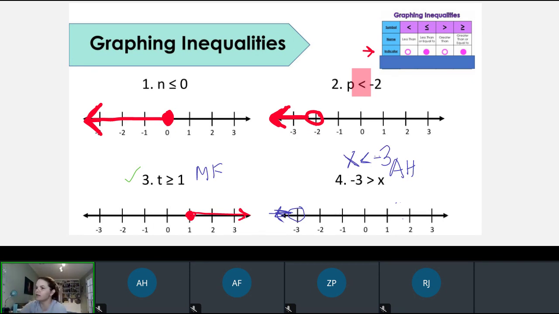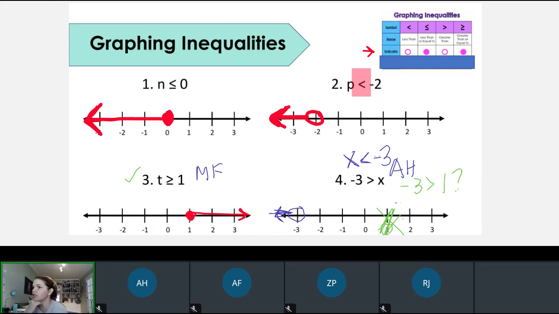No, so the 3 being negative has nothing to do with our shading going to the left. When we read this inequality, it says -3 is greater than x. And remember, we're trying to shade anything that would make our statement true. So let's say you decided to shade to the right. That would include the number 1. If you plugged in 1 for x, this says -3 is greater than 1. Is that a true statement? No, -3 is not bigger than 1. So we know it can't include 1. So we would want to shade the other way.